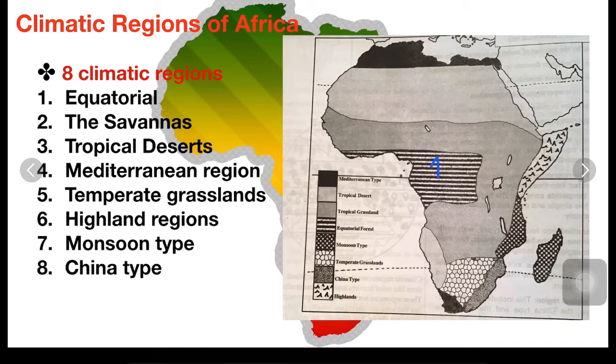Number 1 is equatorial region. Number 2 is the savanna region. Number 3 is tropical desert in the north and in the south. Number 4 is Mediterranean region in the north and in the south. Number 5 is temperate grasslands. Number 6 is highland region. Number 7 is monsoon type. And number 8 is China type. Let's understand each of these climatic regions in detail now.